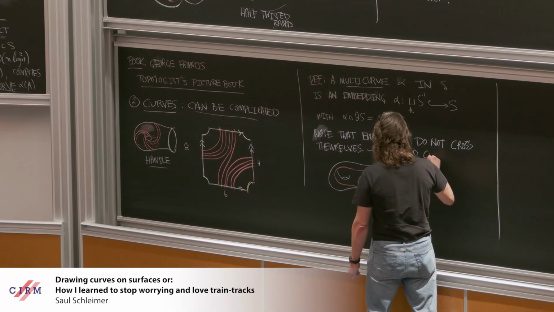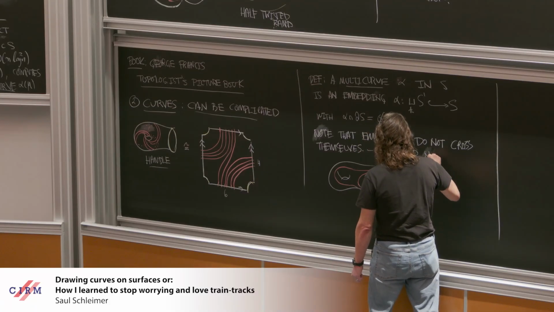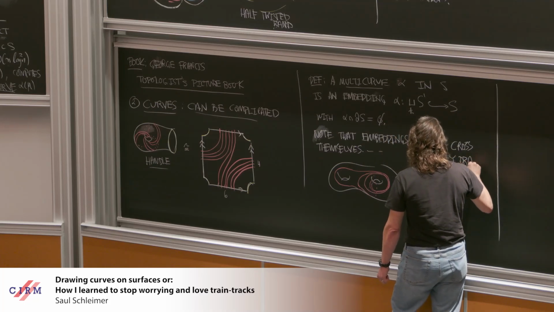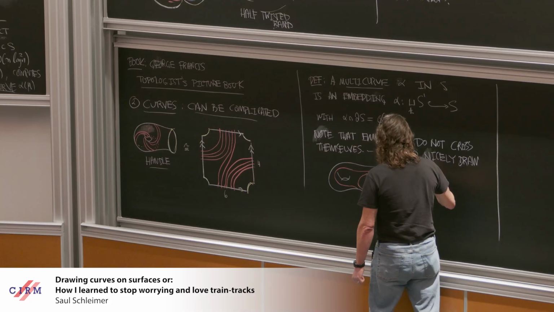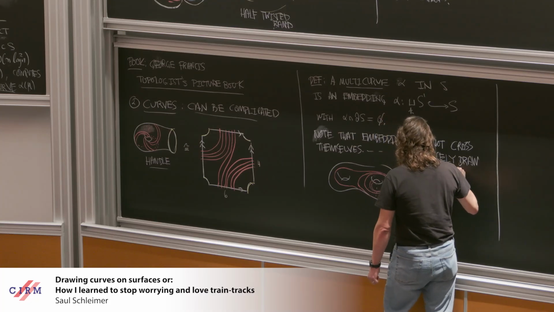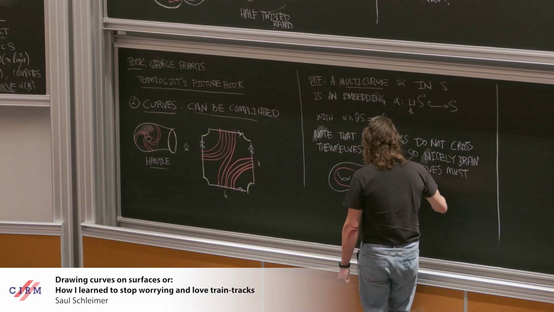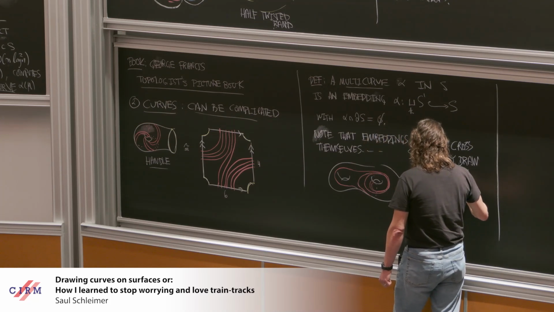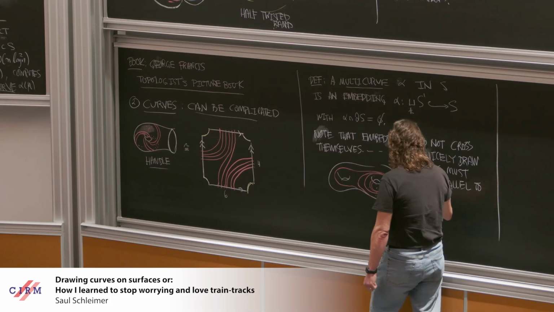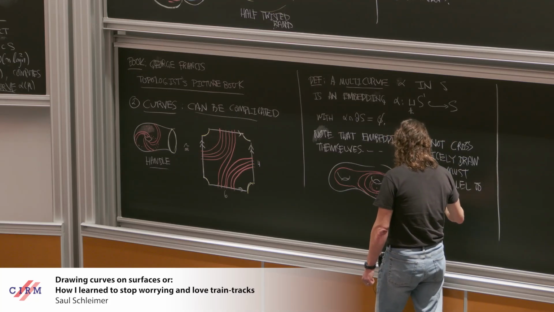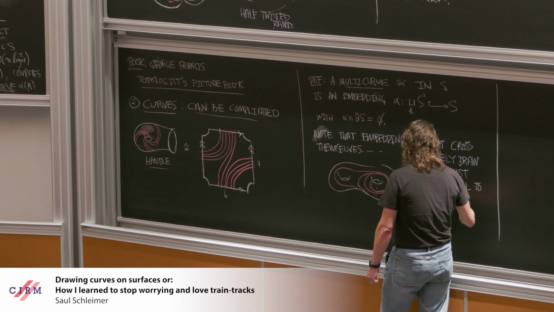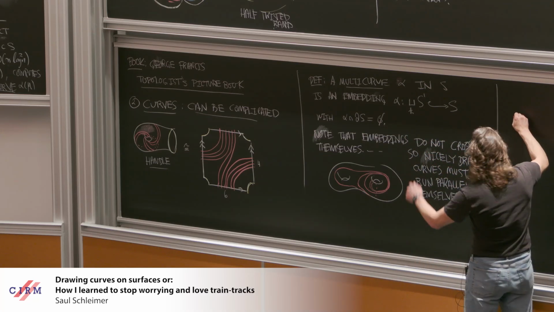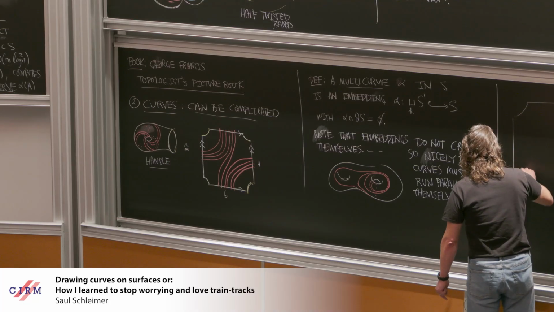So curves, nicely drawn curves, so nice curves, of course that's a bit vague, must run parallel to themselves. So this is the thing that allows us to produce train tracks. So again, I will just copy that picture twice.